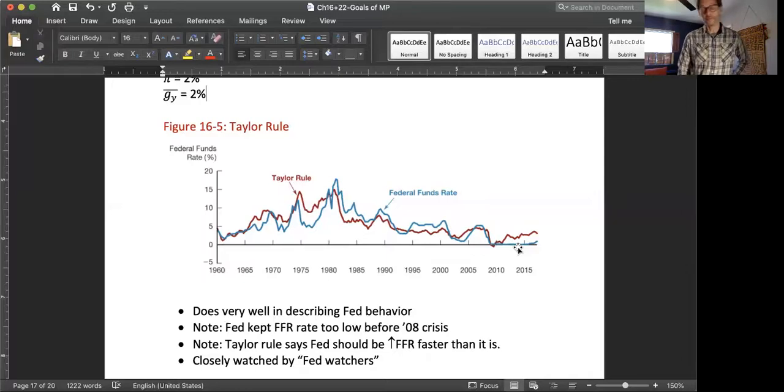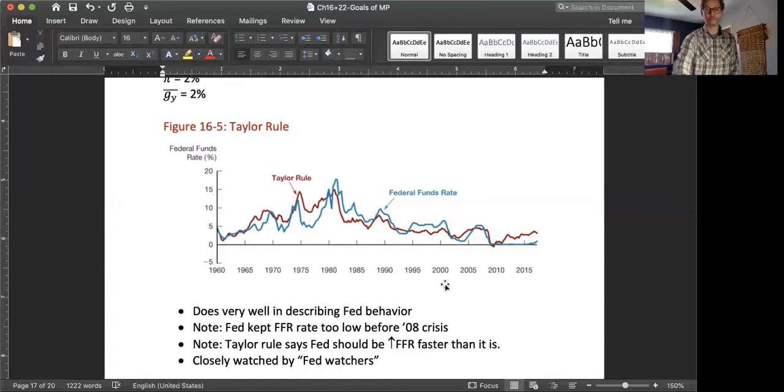So the Taylor rule in general is a good way to estimate what the Fed should keep their federal funds rate target at. The Fed is very well aware of the Taylor rule, and they actually do rely upon this, not exclusively, but they do rely upon this when they think about what they're going to set their federal funds rate target.